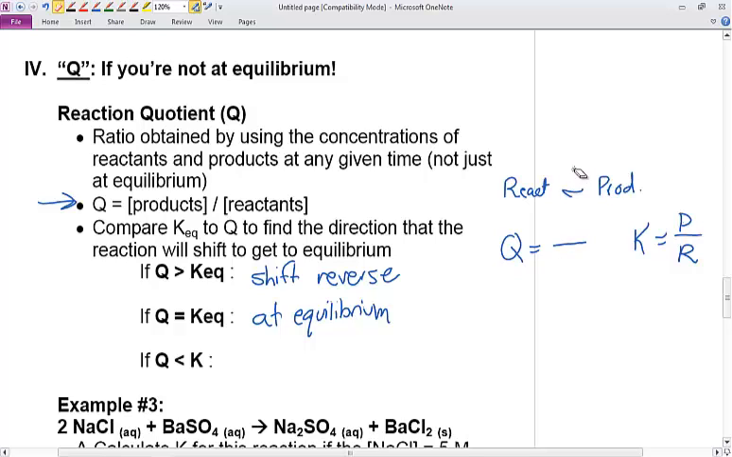Let's do one last scenario. If you have a small amount of products and a huge amount of reactants, when you divide those, you're going to end up with a smaller number than you should have gotten at equilibrium. That means you have too many reactants, and so you need to get rid of them. The reaction's going to freak out until it goes forward a whole bunch, makes more products, gets rid of some of those reactants, and now you're at equilibrium. So if Q is less than K, you need to shift forward. You need to shift to the forward reaction, favor the forward reaction.